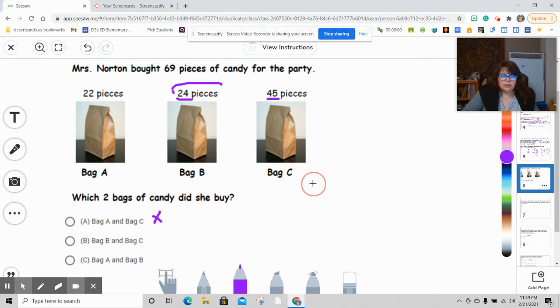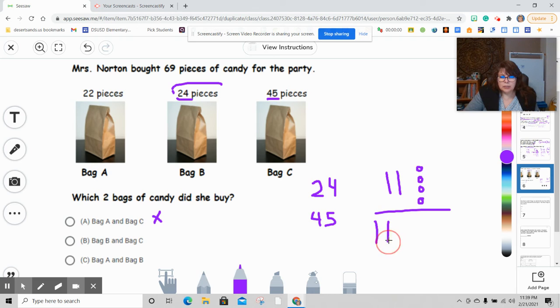So now I have 24, and you can do any strategy you want. I'm going to do a picture on this one. 24, 1, 2, 3, and 4. Any strategy will work. Then I'm going to have 45. 10, 20, 30, 40, and then 1, 2, 3, 4, and 5.